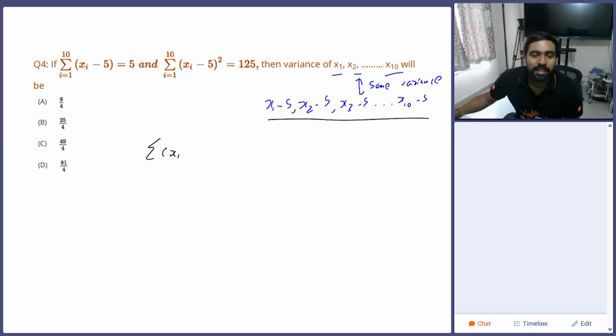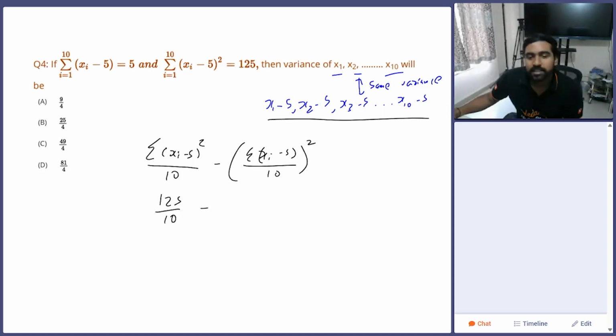It is simply summation (xi minus 5) squared divided by n minus (summation (xi minus 5) upon 10) whole squared. What is summation (xi minus 5) squared? That is 125. So you have 125 by 10 minus you have summation xi minus 5, that is 5 by 10 whole squared. What is this? This is 12.5 minus, rather let's keep it in this format itself, as the options are pretty much fraction format only. So what can I write this as? Let's just cancel one of the 5.